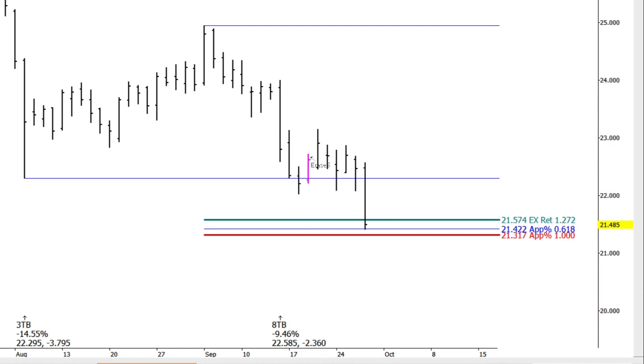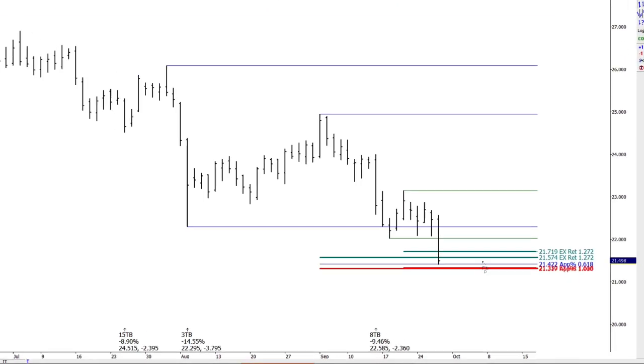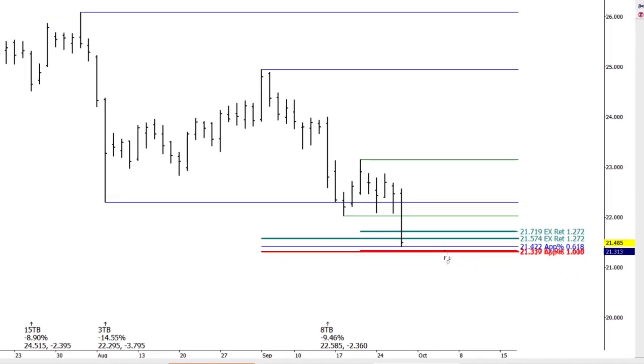So let's do the 127, 162% external retracements of that little advance. There we go. Oh, look at that. They overlap the zone that we already had of the higher time frame projections, including the 100% alternate price projection of this decline and the 62% of the net range of this decline.